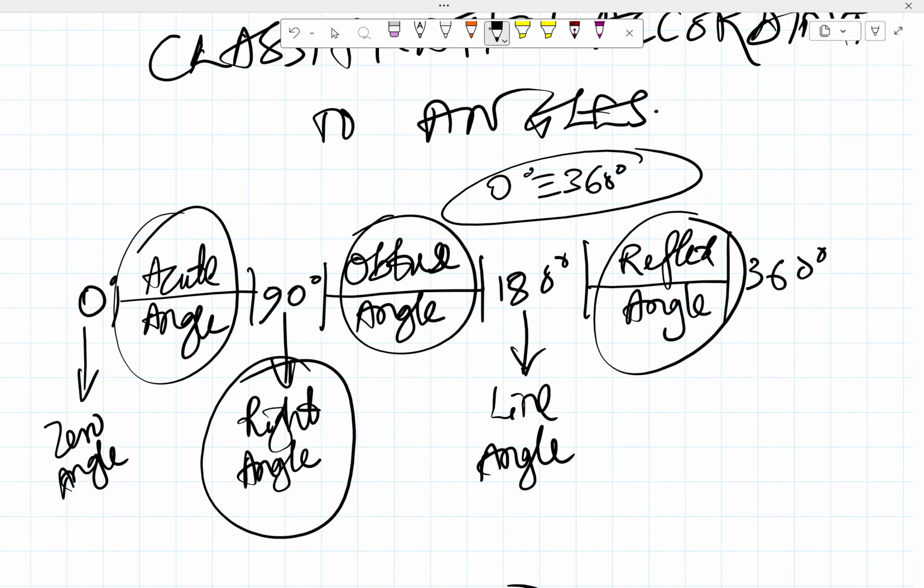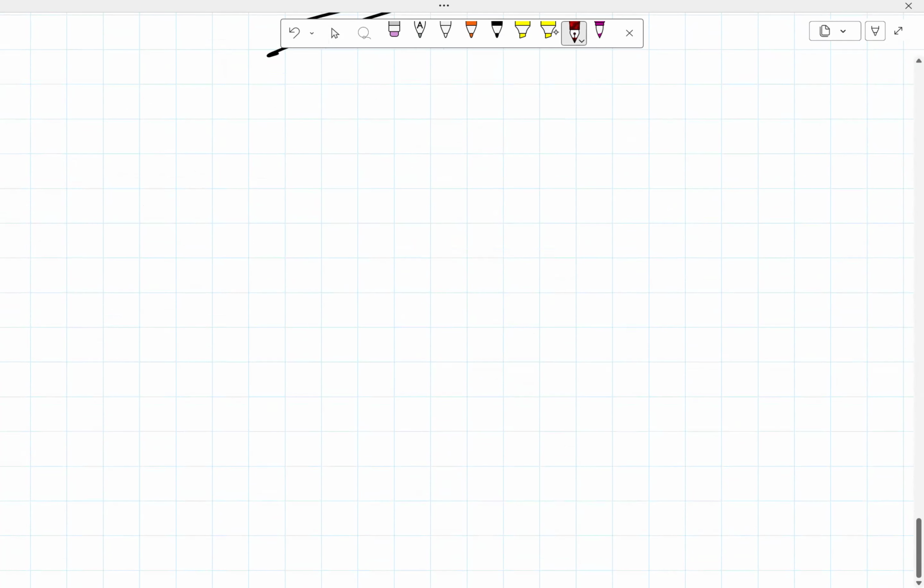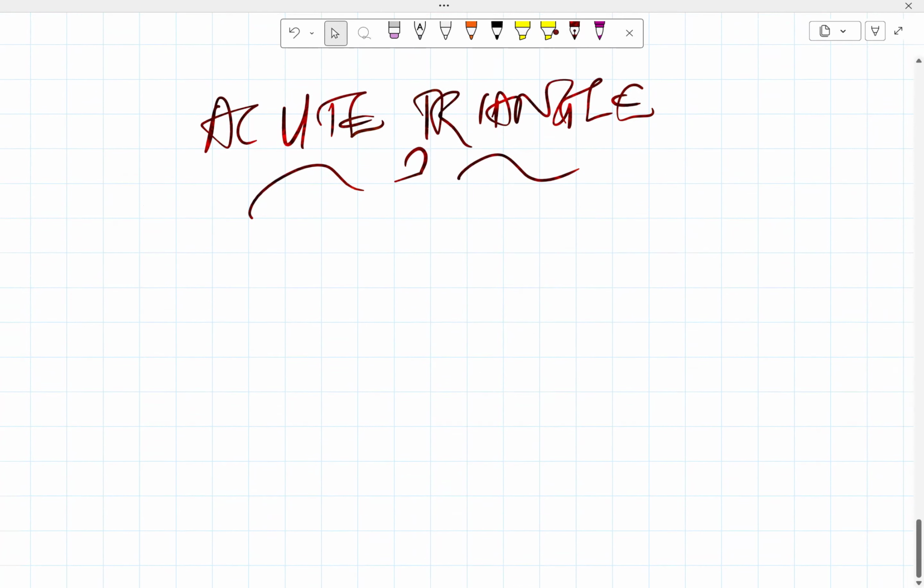Based on angles, we have these types of triangles, right? Based on sides, we had scalene, isosceles, and equilateral. But based on angles, we have acute. So let's look at them one after the other. We have the acute triangle, all right? An acute triangle is a triangle that has an angle that is less than 90 degrees.